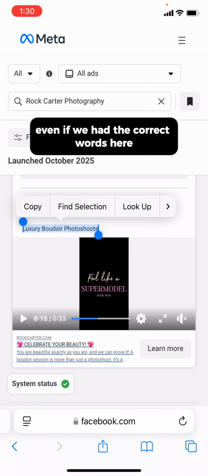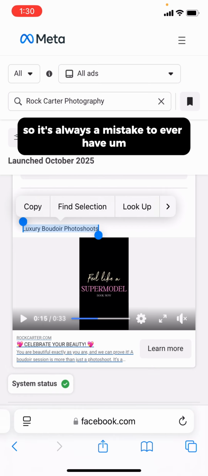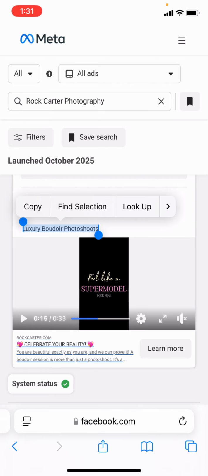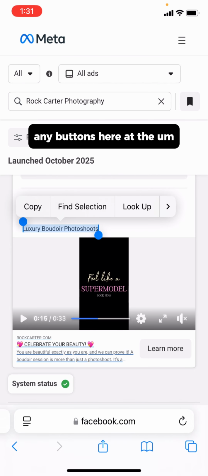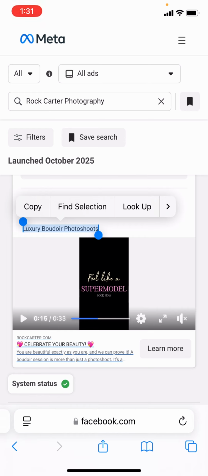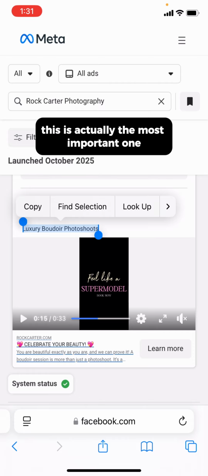But also, even if we had the correct words here, it's still a mistake because it ties into mistake number 1. So it's always a mistake to ever have any text or any buttons below the creative.